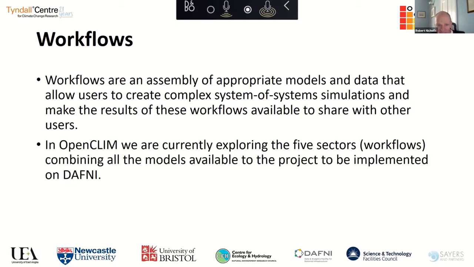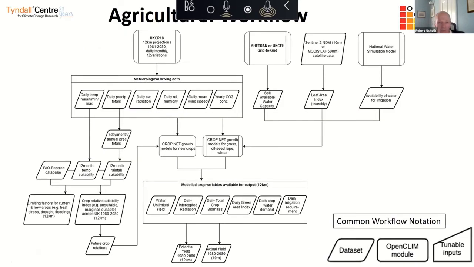And so we're exploring these sectors, and here is one of the agricultural workflows. This is based around the CropNet model from CEH, and looking at the different inputs. I don't expect you to look at it, but it shows the kind of complexity of what we're doing, and we keep on discussing and revising this with each workflow. Within agriculture, it's fundamentally based around CropNet, but then we've introduced another model, EcoCrop, which looks at crop suitability of crops that are not growing within the UK today, so crops that might move in with a warmer climate.